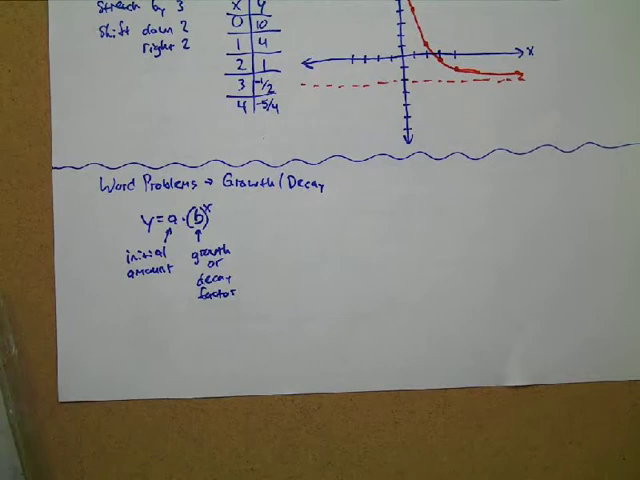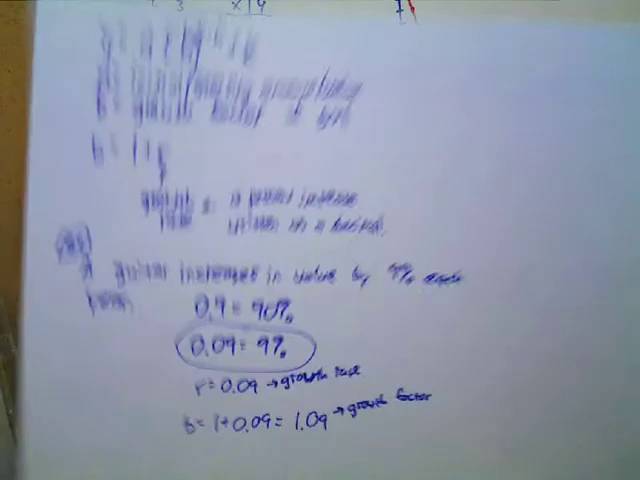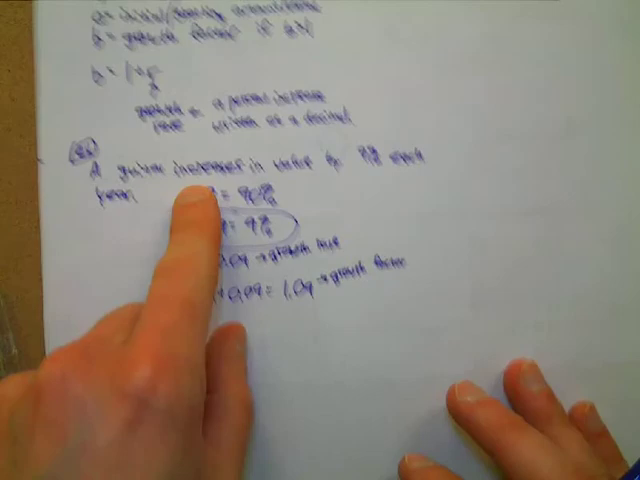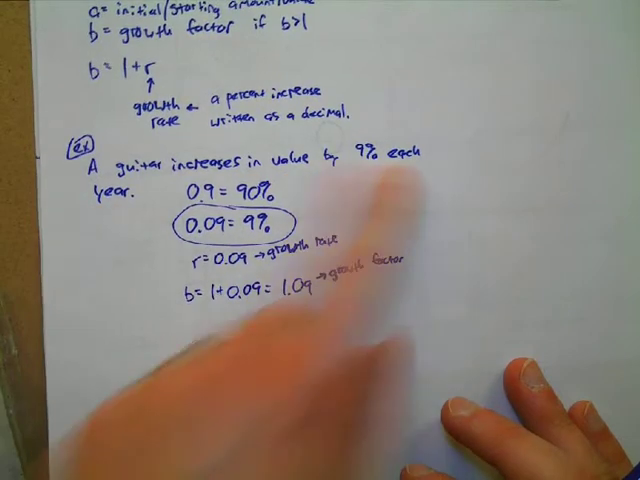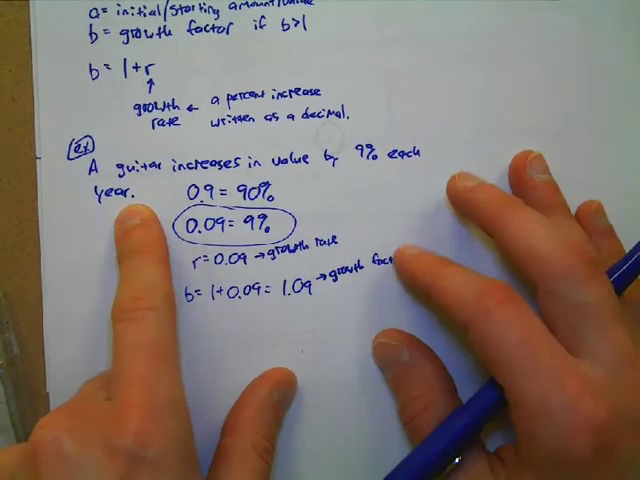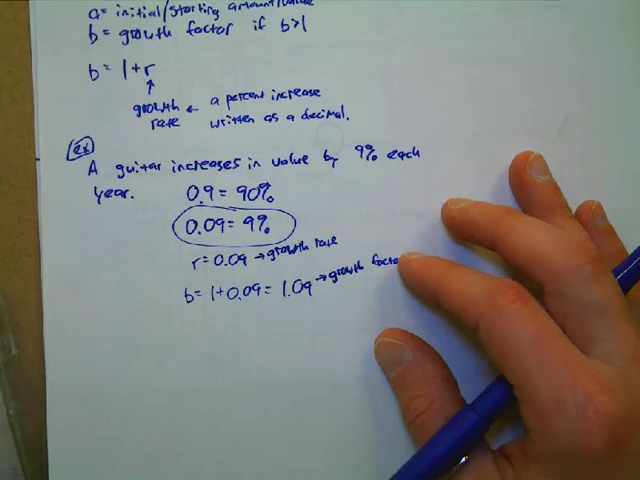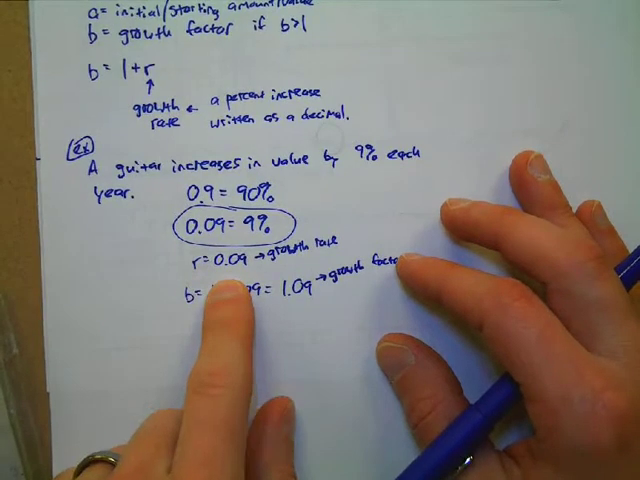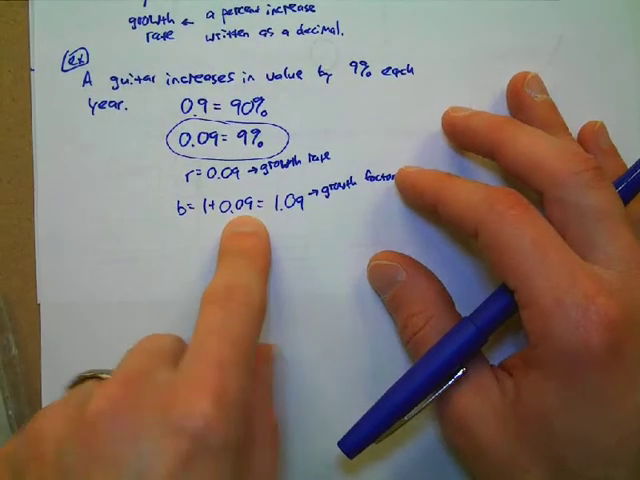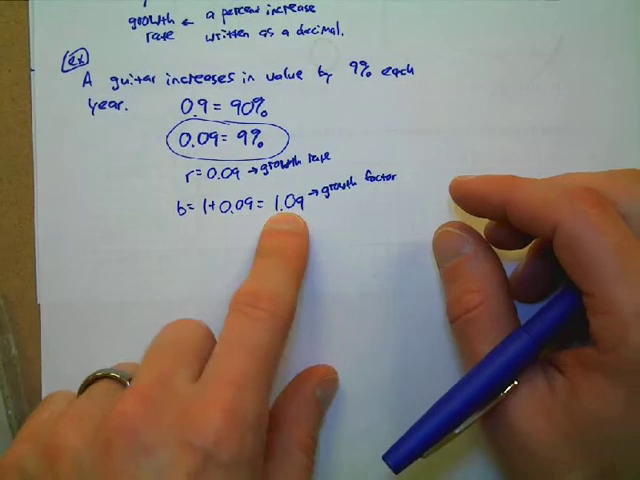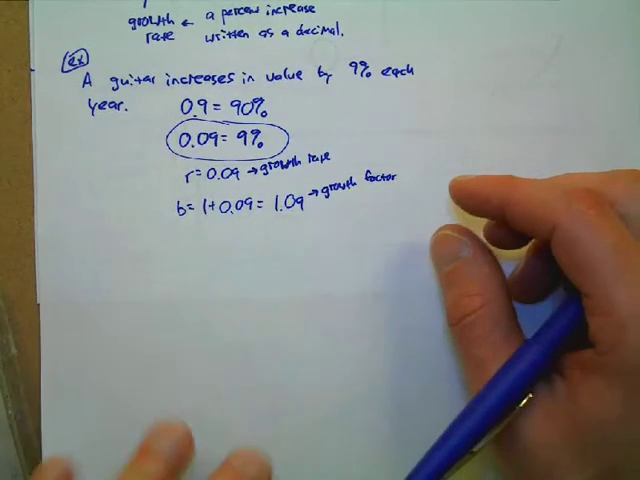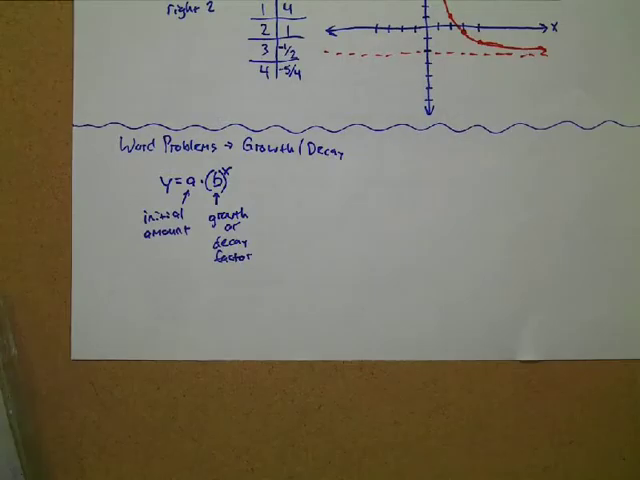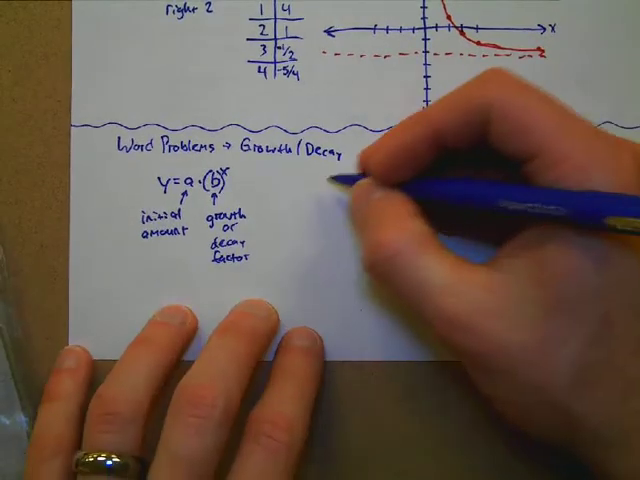So, yesterday we saw on the notes that we were talking about a guitar increasing in value by 9% each year, right? And so the 9%, that was our growth rate, that was our R value, okay? And so therefore B would be 1 plus that R value. So 1.09 would be our B, the growth factor there, okay? But let's change it up here, and instead of a guitar appreciating in value, let's talk about the value of a truck.